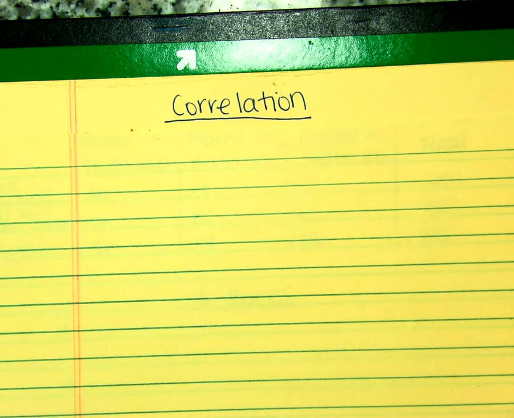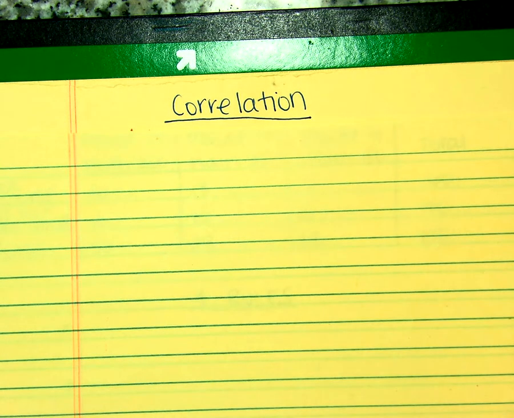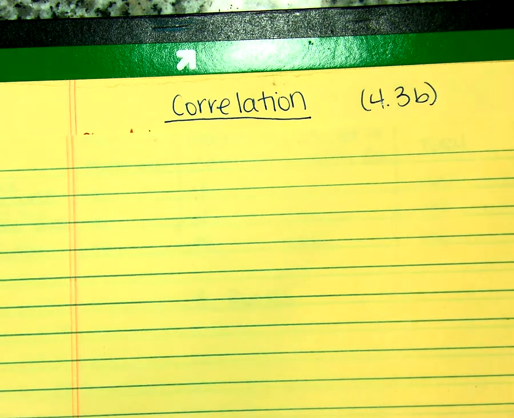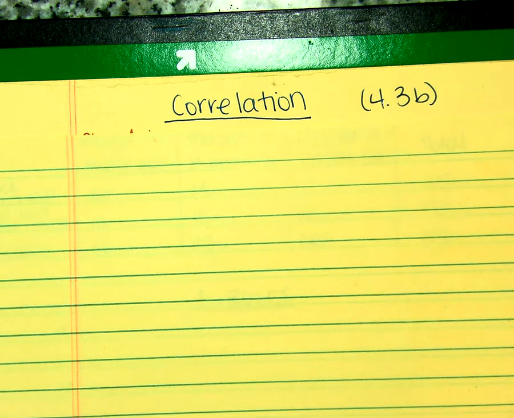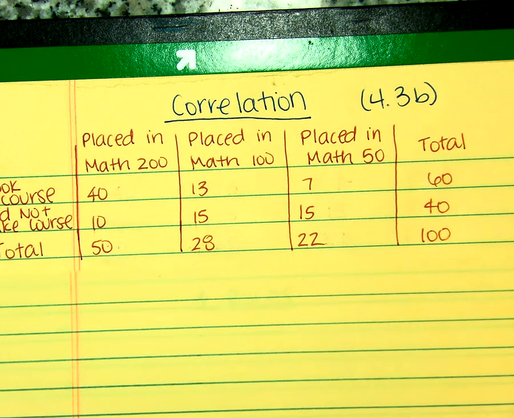Alright guys, today we're going to be talking about correlation, so go ahead and get your notes set up, title it Correlation. Make sure you put this down in your table of contents. This is going to be what I call 4.3b. We're building off of the conditional relative frequencies that we talked about last week. So on your notes, go ahead and copy down this chart.